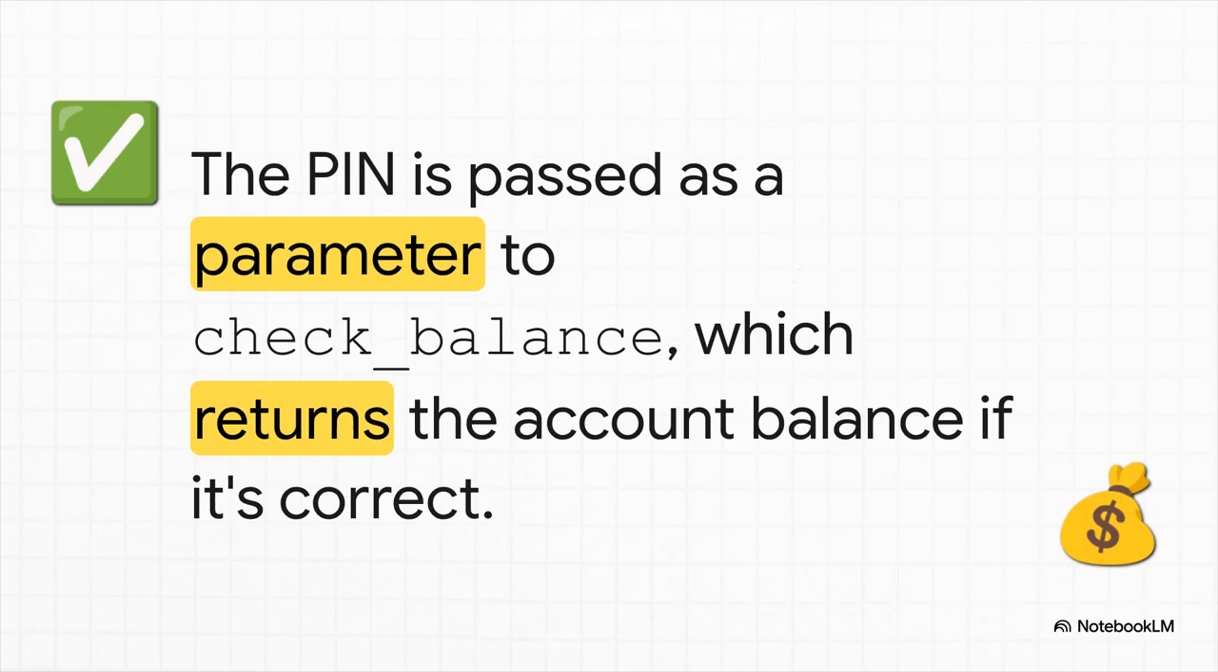The first function takes that user PIN variable and passes it as a parameter to a totally different function. Let's call it check balance. This second function takes the PIN you gave it, compares it to the correct one, and here's the key. It returns a value. If the pin is right, it returns your balance. If it's wrong, it might return 0 or an error message.